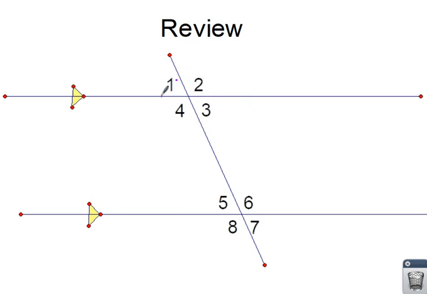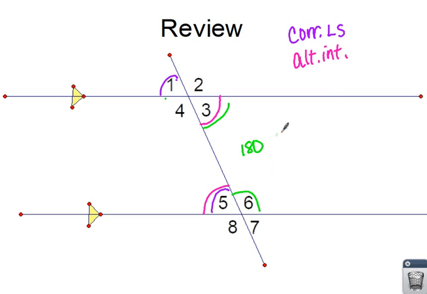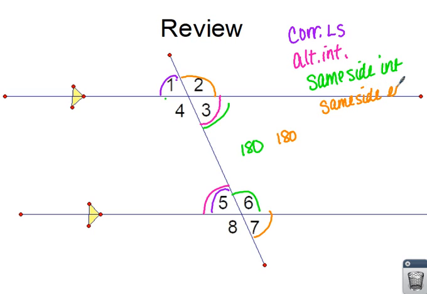So if I say angle 1 and angle 5 are congruent, those would be corresponding angles. If I say angle 3 and angle 5 are congruent, those are alternate interiors. If I say angle 3 and angle 6 add up to 180, those are same side interiors. If angle 2 and angle 7 make 180 also, then those are same side exteriors.